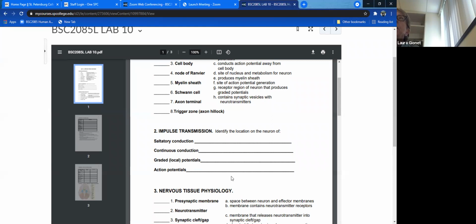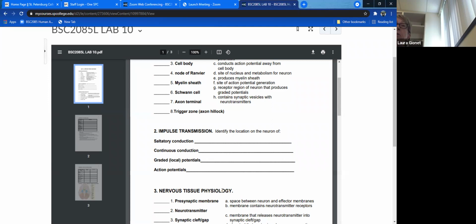Continuous conduction will occur on the naked region of the axon. Right? The models that we look at in lab generally all have myelin sheath on them, right? But continuous conduction would occur on regions of the axon that has no myelin sheath. And really, graded potentials have to travel to the axon hillock, and from the axon hillock till it reaches its first myelin sheath.